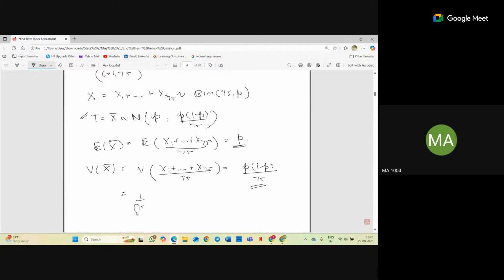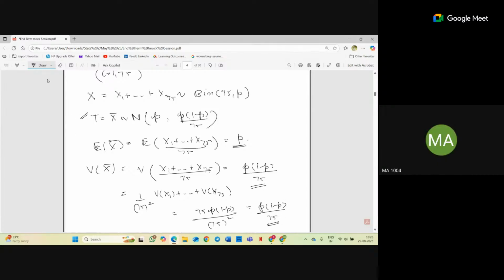So this will be what? 1 by 75 square into variance of x1 till variance of x75, correct? And each of the variances is equal to what? The sum of all these will be 75 into p into 1 minus p divided by 75 square. So 75 will be cancelled out, and I will be left with p into 1 minus p divided by 75. Yes? Okay, thank you.